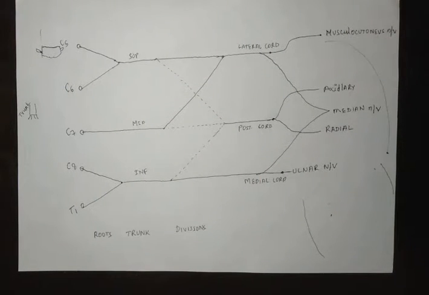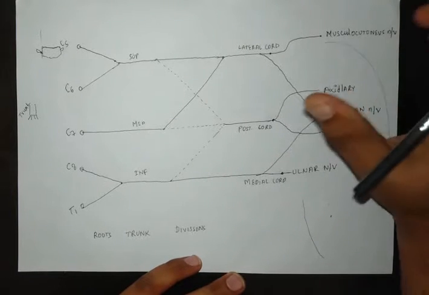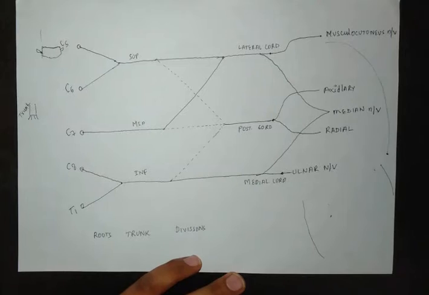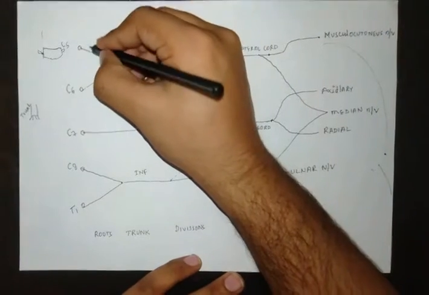Now you have to remember the root values also, but I will be explaining that in another video. First of all, just remember the nerves to make things simple. Now there are some nerves coming from this meshwork also, which you have to remember. We will start from the root itself.